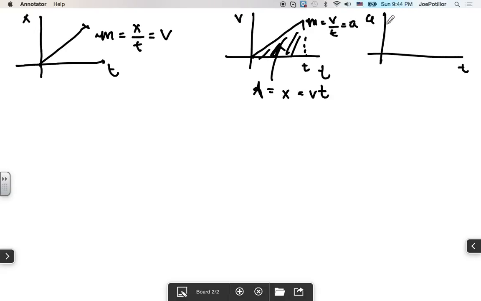Okay. Lastly, of course, the acceleration time graph. Acceleration time graph measures the jerk. The slope of it measures the jerk. We don't talk much about that, but we do know the area under an acceleration time graph is velocity.